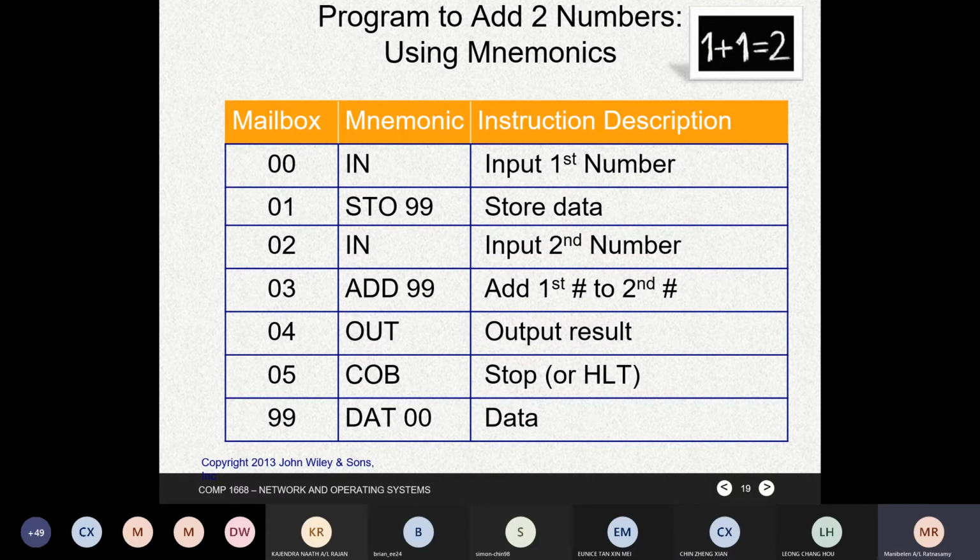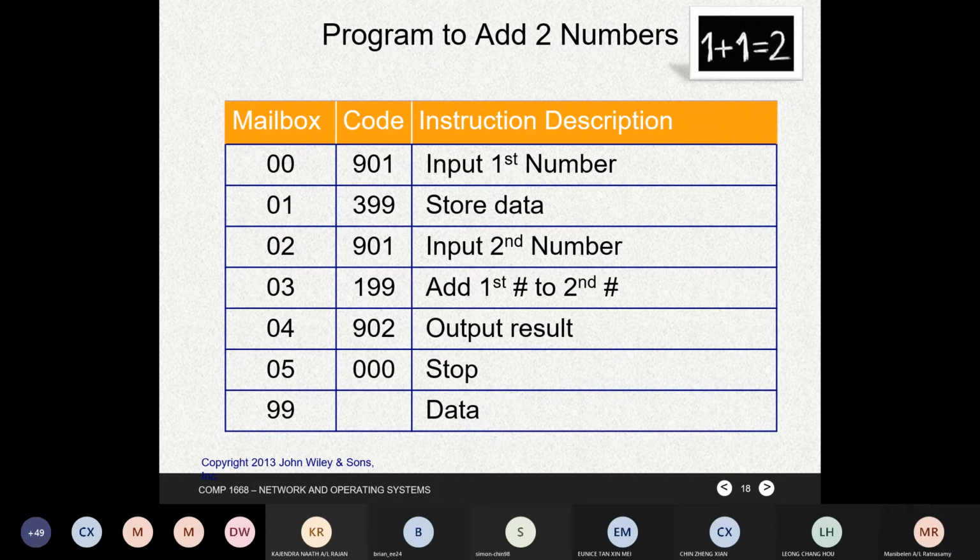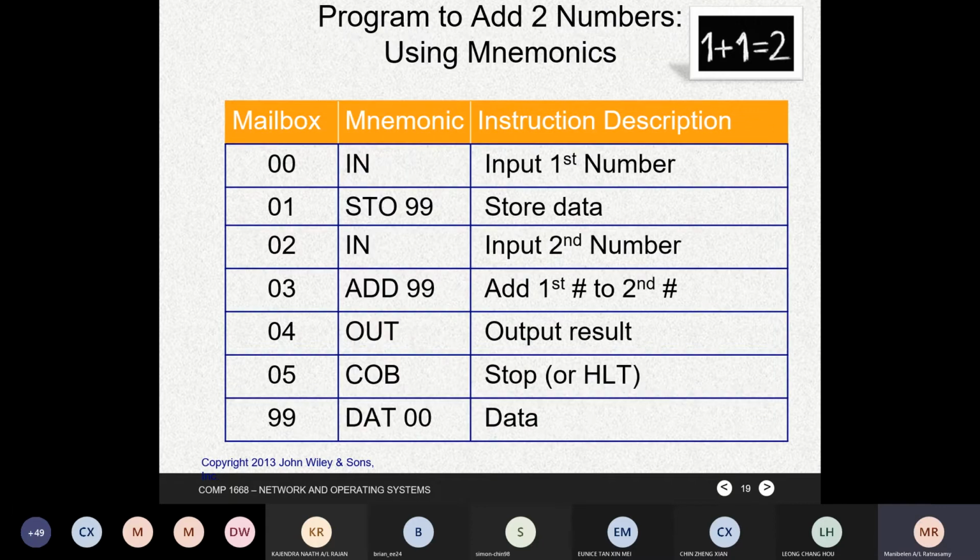So in the exam, you have an option either to use code or to use mnemonic. You don't have to use both. You use either one, whichever you find easier. Of course, you can use both. No one will stop you, no one will say it's wrong. But you just need to use one. If you ask me, I prefer mnemonic because it's much easier to understand compared to code.